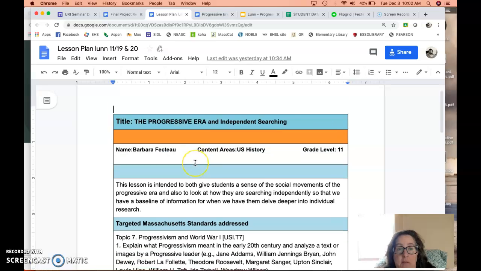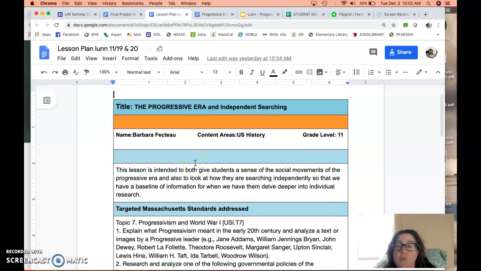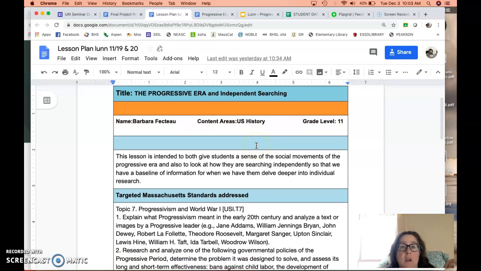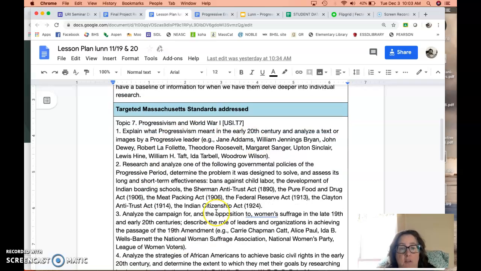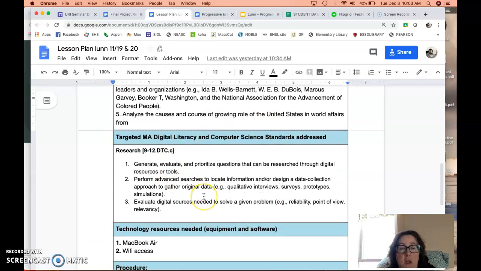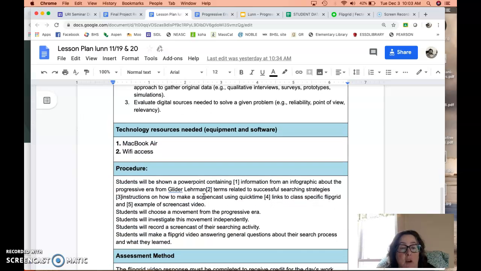Here's the lesson plan. I worked with an 11th grade English teacher. We looked at the Progressive Era, and we were doing a short research project about it. On the one hand, that was the content we were getting to the kids, but the other part was to look at their individual search process and get a baseline for how they would be researching later on their own. So we targeted these standards and also the digital literacy and computer science standards.